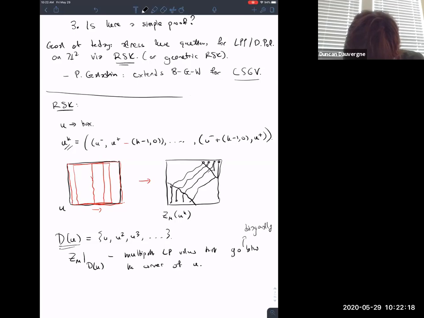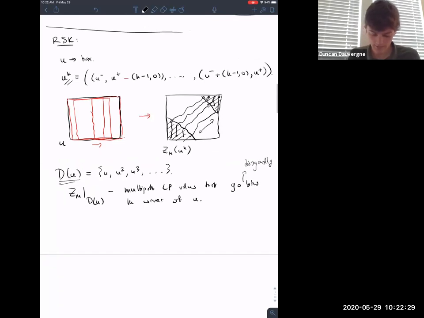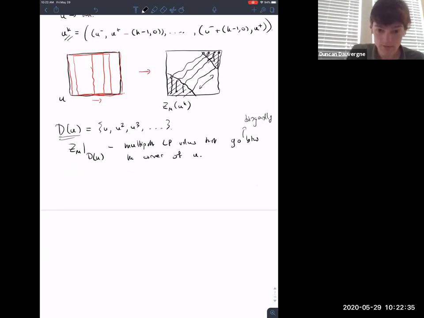So really with these last passage values, you have some fixed weights that you're picking up in the corners, and then you're just going diagonally between those two regions. Okay. So now we're almost ready to define RSK.